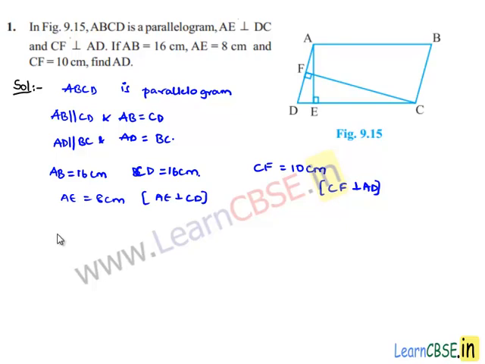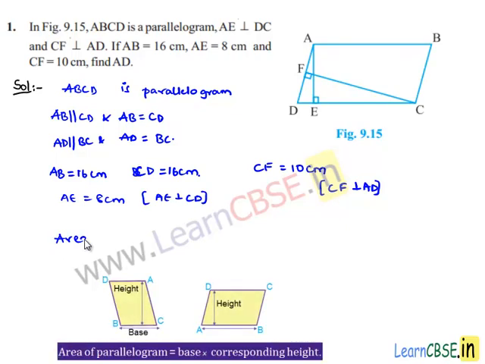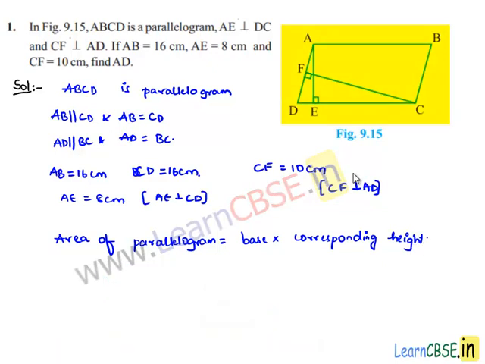Now we know the area of a parallelogram formula as product of base into corresponding height. Here two perpendicular distances are given, that is CF perpendicular to AD and AE perpendicular to CD. Therefore, we can consider the base of the parallelogram while finding the area as DC and also AD.